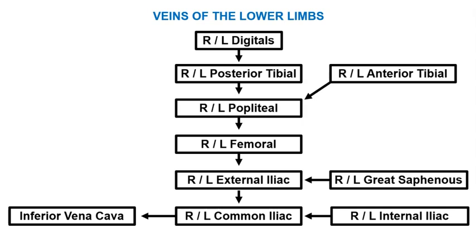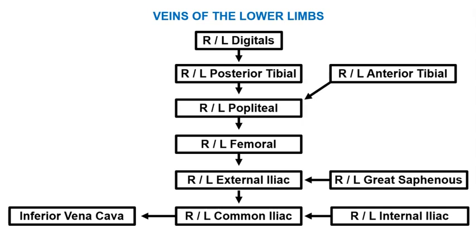So finally, we will examine the veins of the lower limbs, beginning with the digital veins that drain the toes. The digital veins proceed up to the posterior tibial vein, which delivers its blood to the popliteal vein. Similarly, we see the anterior tibial vein, which delivers its blood to the popliteal vein. So the posterior and anterior tibial veins essentially merge to become the popliteal vein.